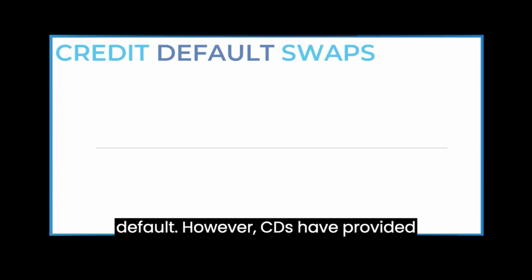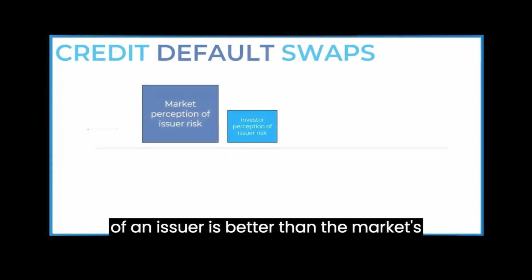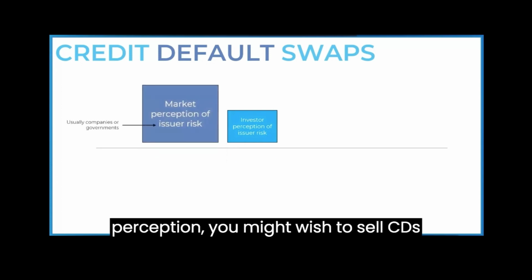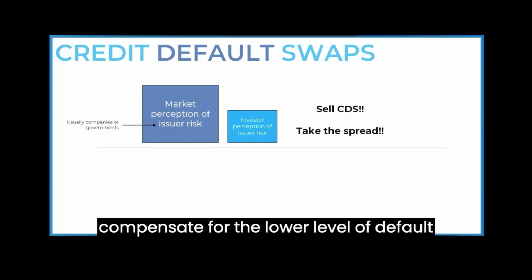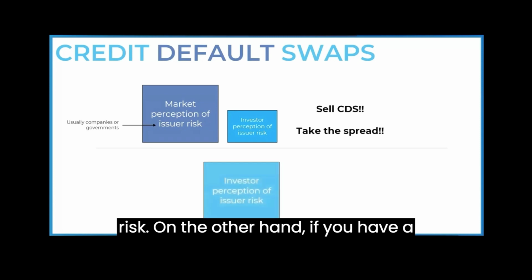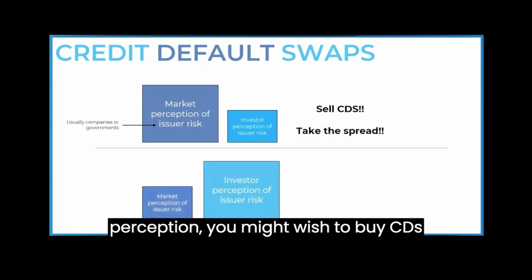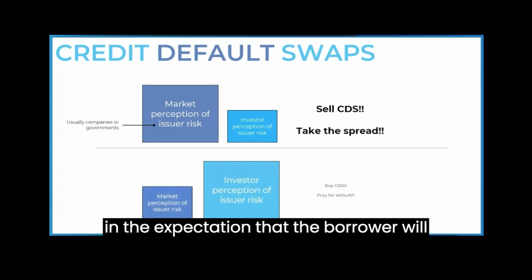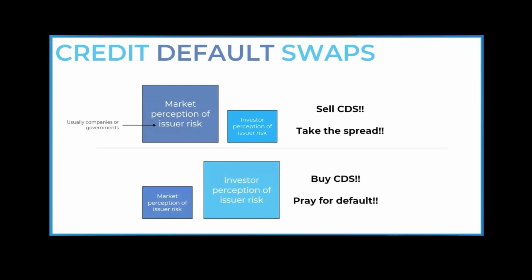However, CDS have provided investors with a unique tool for speculation. For example, if you have a high conviction that the credit quality of an issuer is better than the market's perception, you might wish to sell CDS, satisfied that the spread will more than compensate for the lower level of default risk. On the other hand, if you have a high conviction that the credit quality of the issuer is worse than the market's perception, you might wish to buy CDS in the expectation that the borrower will default and you receive a big payout.